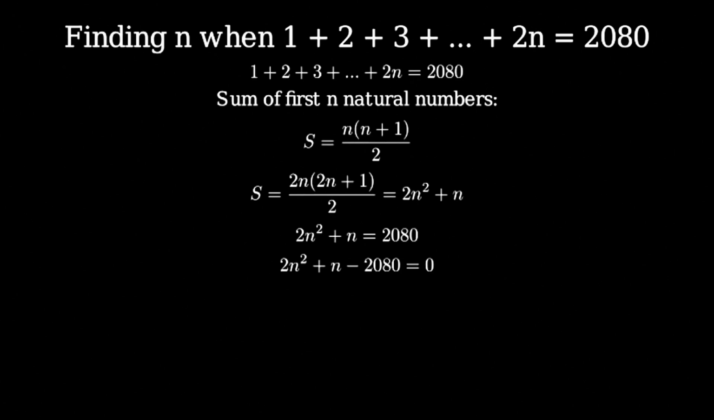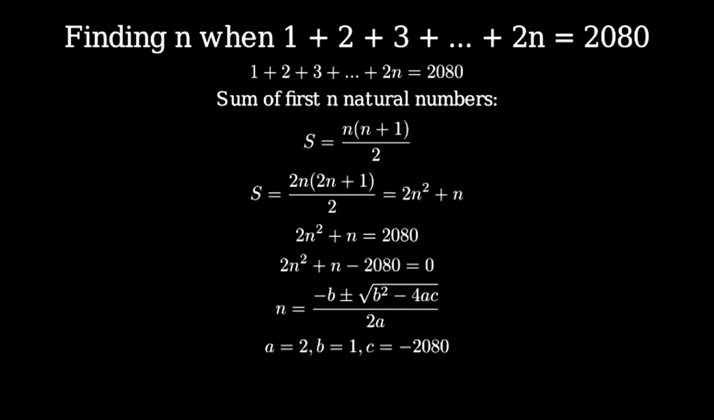This is a quadratic equation. We can solve it using the quadratic formula. The quadratic formula states that n equals negative b plus or minus the square root of b squared minus 4ac, all over 2a. Looking at our equation, we can identify that a equals 2, b equals 1, and c equals negative 2080. Let's substitute these values into the quadratic formula.